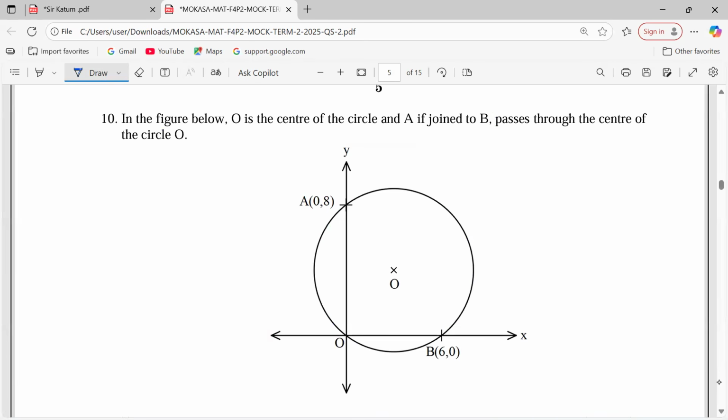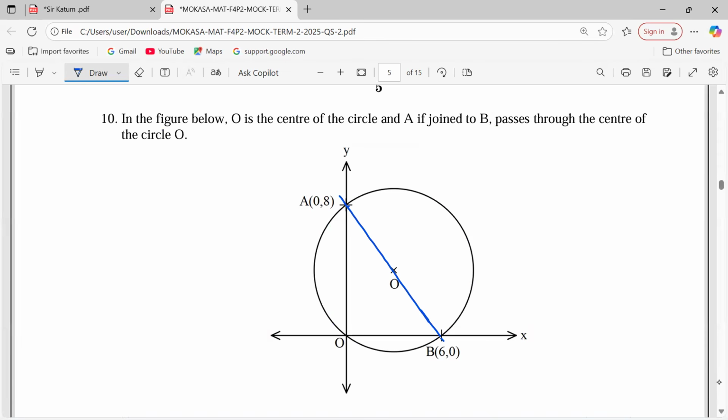In the figure below, O is the center of the circle and A, if joined to B, passes through the center of the circle. So when A and B are connected to pass through the center, then we can interpret that one as a diameter. Yeah, this is a diameter.